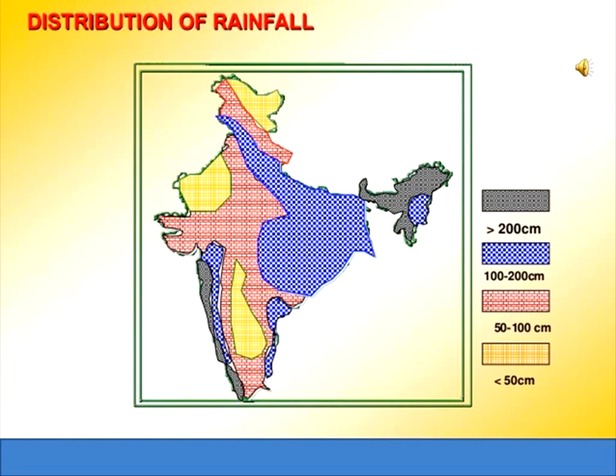And in Tamil Nadu, we receive rainfall on the basis of the northeast monsoon rainy season. Only in the northeast monsoon season do we receive more rainfall in Tamil Nadu. That is the thing you want to understand.